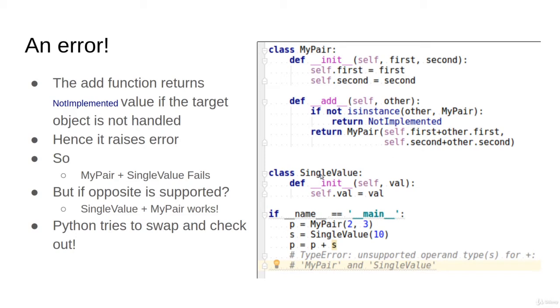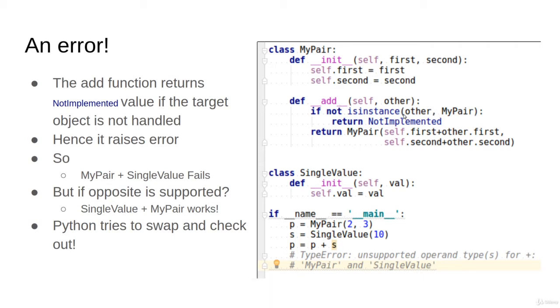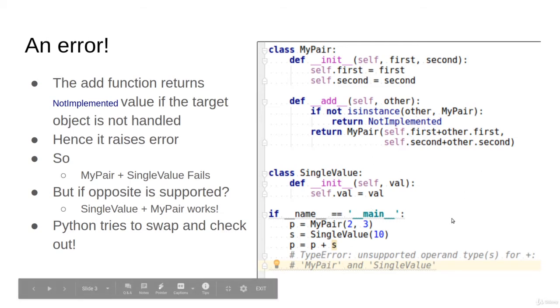There is another class here called SingleValue, which just has a single value. Let's say I created an object from B and an object from S. And now I'm calling B plus S. So B is from myBear. So B is going to be self here. Plus is going to be add. And S is going to be the other. But other here is not a myBear. So this function is going to return NotImplemented. Python now would be puzzled that you asked it for something that isn't implemented. And it's actually going to give you a TypeError that this isn't implemented.